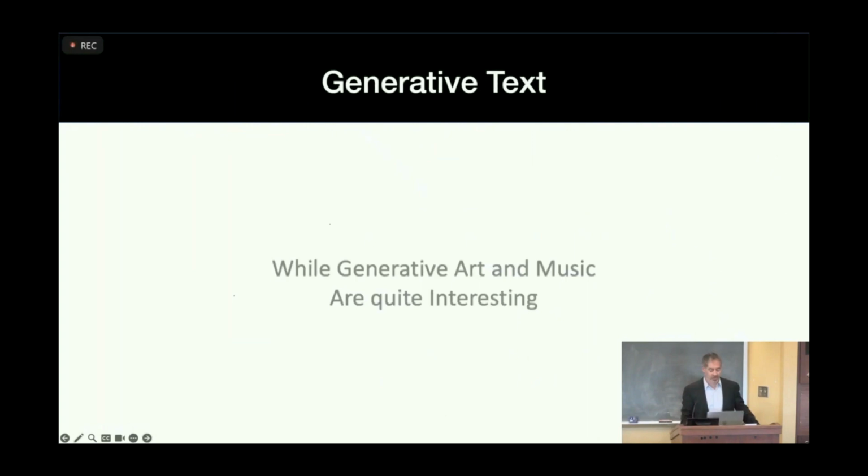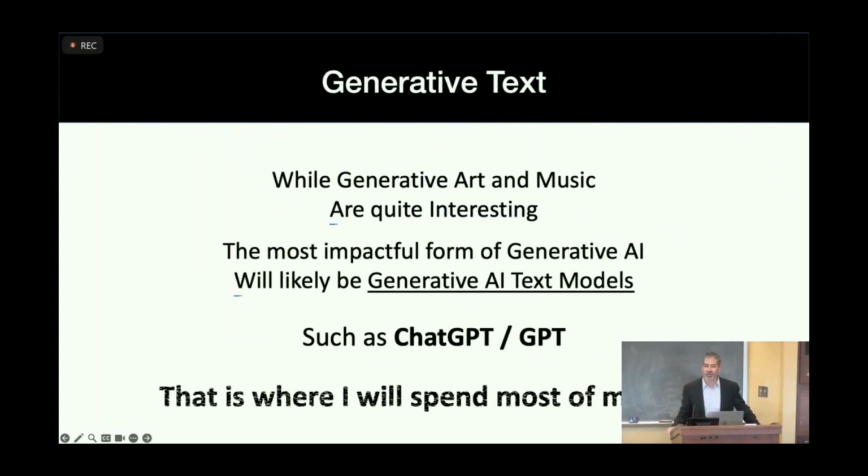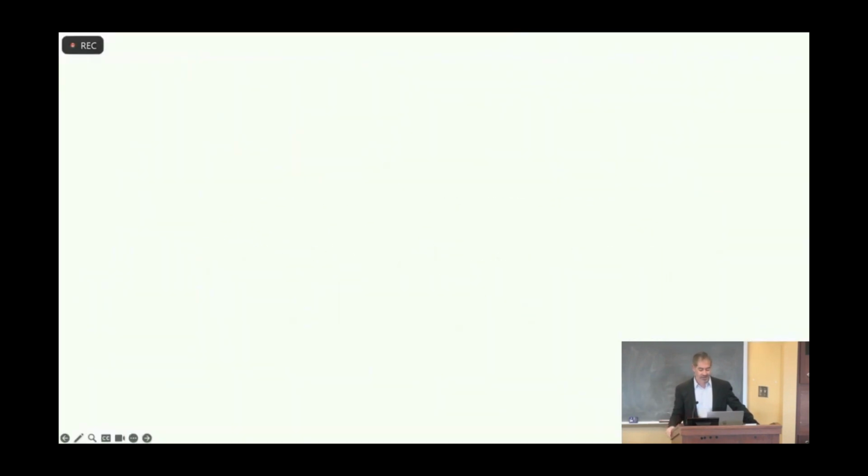But of all those, the most important one, in my view, is generative text. This is the real big one that's going to change our society. So this is what we really need to focus on here. These are things such as ChatGPT, GPT, models that can generate text. So this is where I'm going to focus most of our time, because this is by far the biggest breakthrough of the three. So let me dive in on that.